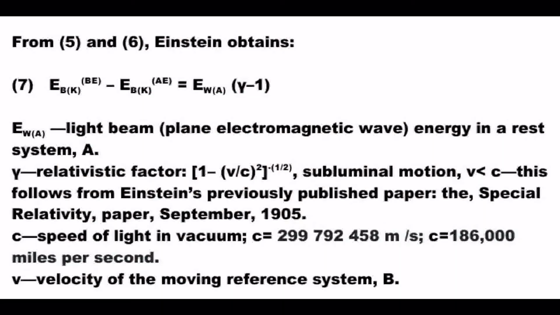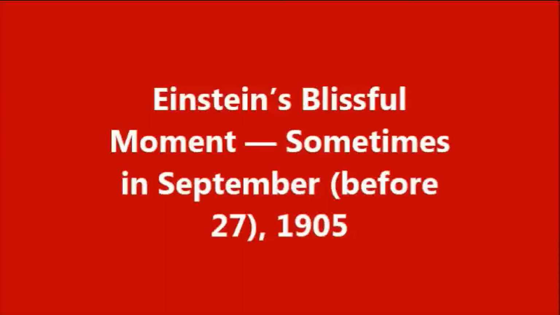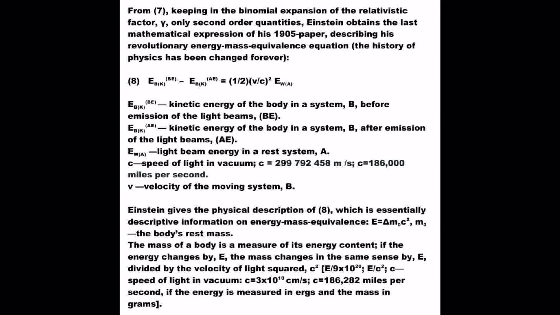From 5 and 6, Einstein obtains 7. Einstein's blissful moment, sometime in September, before 27, 1905. From 7, keeping in the binomial expansion of the relativistic factor only second-order quantities, Einstein obtains the last mathematical expression of his 1905 paper, describing his revolutionary energy-mass equivalence equation. The history of physics has been changed forever.